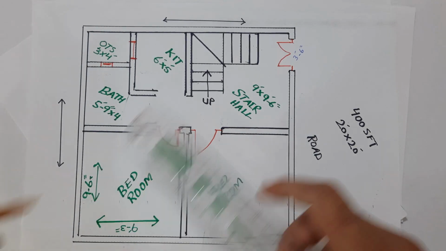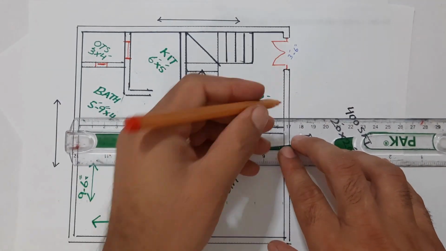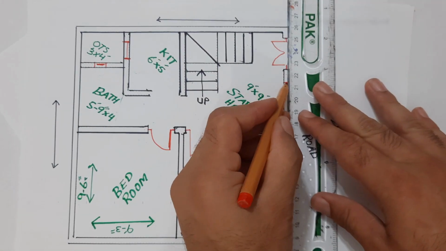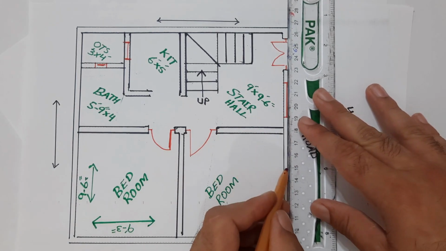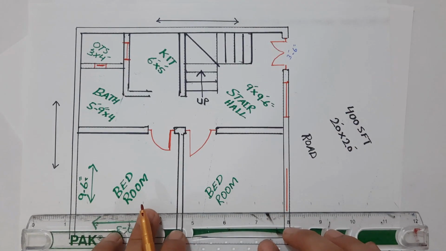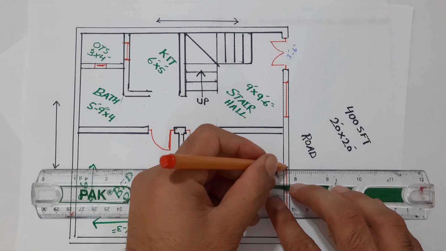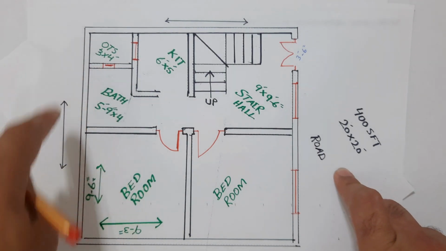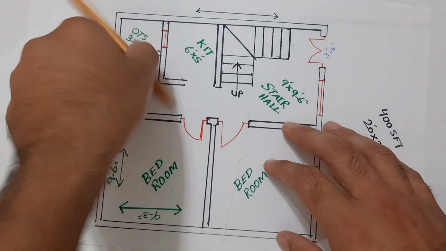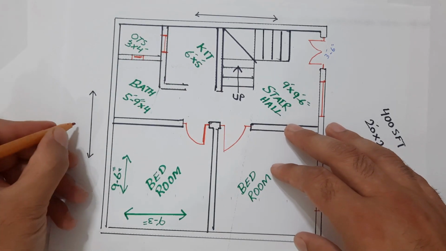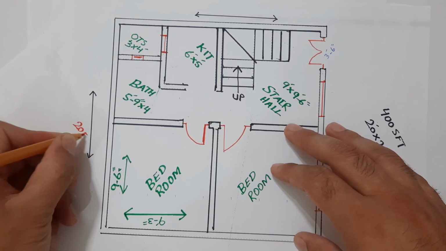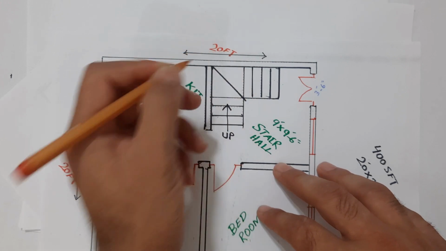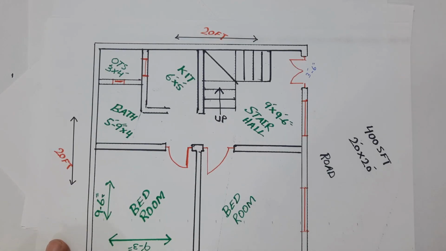Next guys, you can see here this is the front side, so therefore you can see this is the window for this stair hall, and this is the window for this bedroom. Okay, because only the front is open and these 3 sides are closed. So here the size of the house is 20 feet by 20 feet, as you can see clearly. This is a roadside.